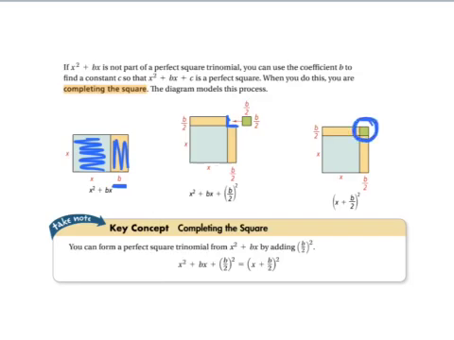And that's what the completing the square formula tells you. You take b over 2, the coefficient on x divided by 2, and you square it. And you end up with a perfect square trinomial. This looks a little more complicated than it actually is. Let's do one of these problems and you're going to see how simple it is.